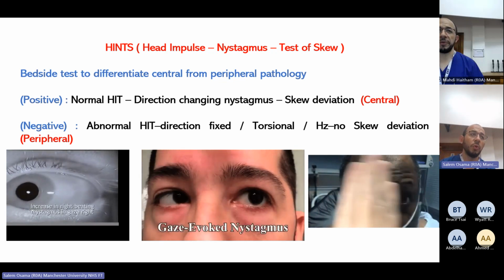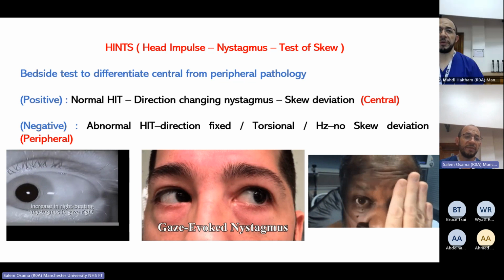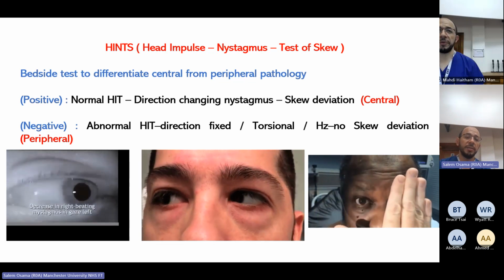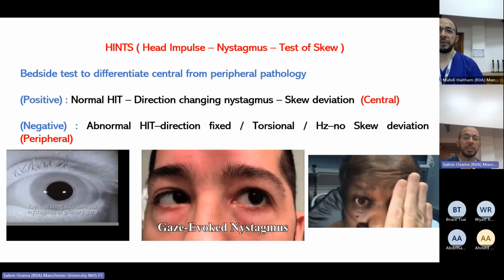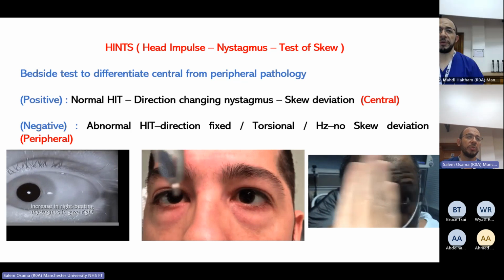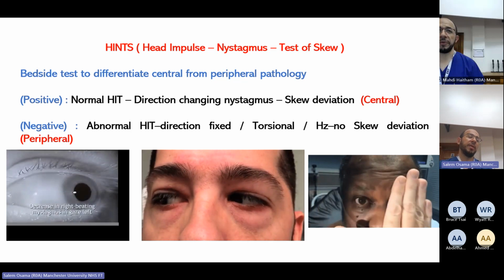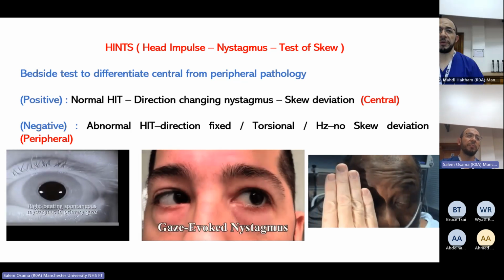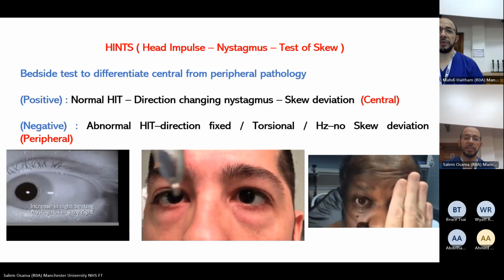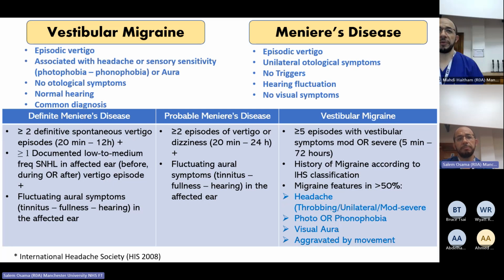So if we get any positive findings, like a normal head impulse test with direction-changing nystagmus, or a positive skew, this patient will have a central cause, because a stroke in the posterior circulation can present in the same way as vestibular neuritis. This is just one of the commonest things. And one of the important messages I'd like to give is about Meniere disease.